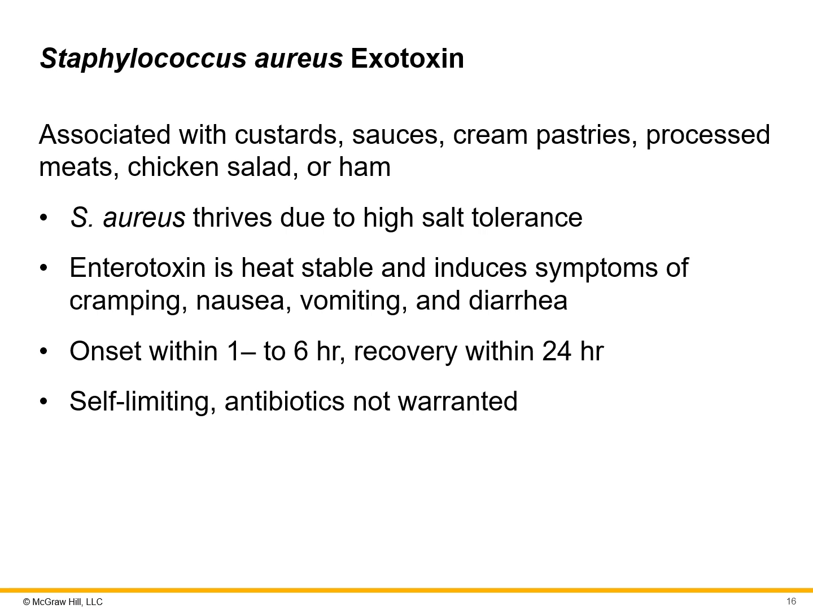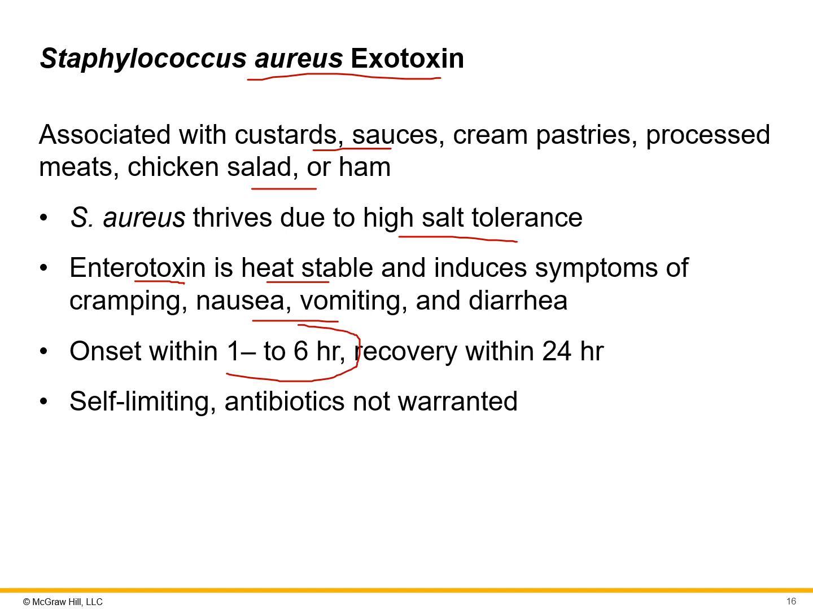So the ones we talk about here are Staph aureus exotoxin. This goes along with custards, cream pastries, chicken salad or ham. Of course, Staph aureus, we've talked about before, has that high salt tolerance that's typically used in food processing to keep them at bay, but it can survive in those. And it can produce that enterotoxin that's heat stable, but causes nausea, vomiting, and diarrhea.